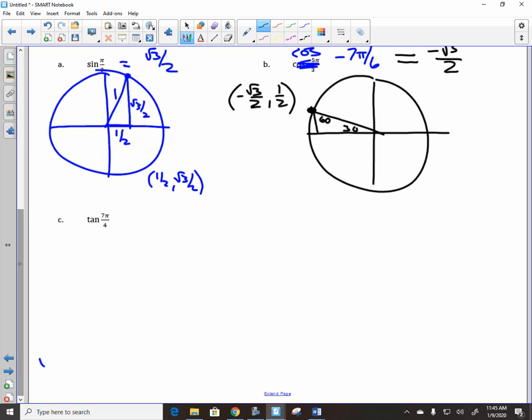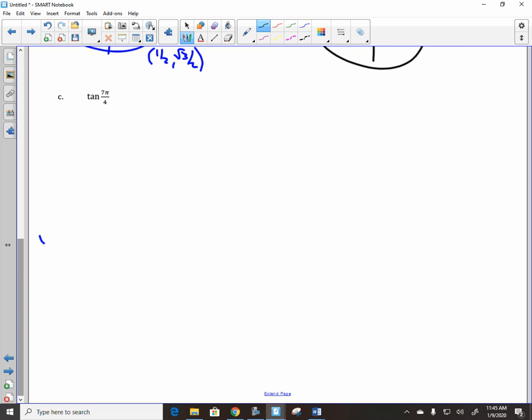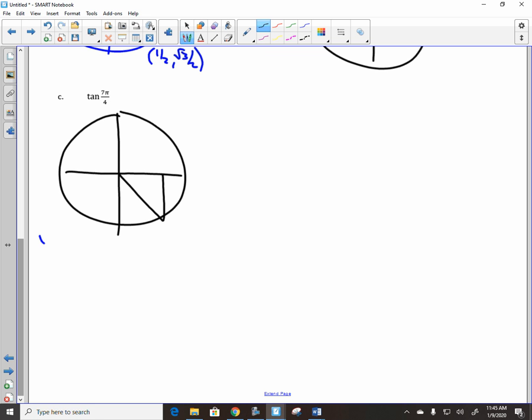For the last one, then we're going to do 4 problems on your worksheet with you to help you get started. Tangent 7 pi over 4. 7 pi over 4 is how many degrees? 315. Which quadrant is that? Fourth. What kind of special triangle is made? 45, 45, 90. So now that coordinate is root of 2 over 2, negative root of 2 over 2.